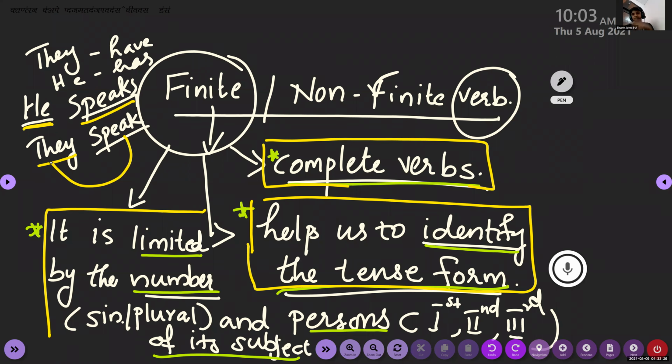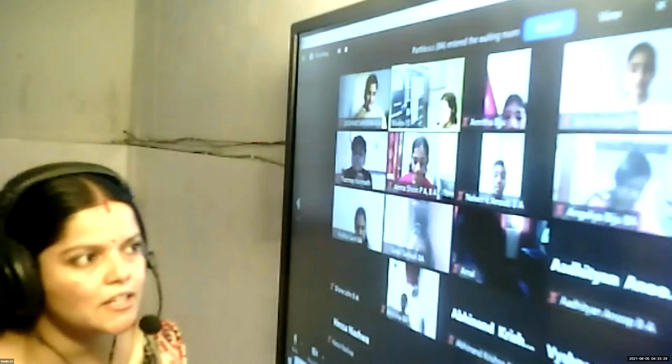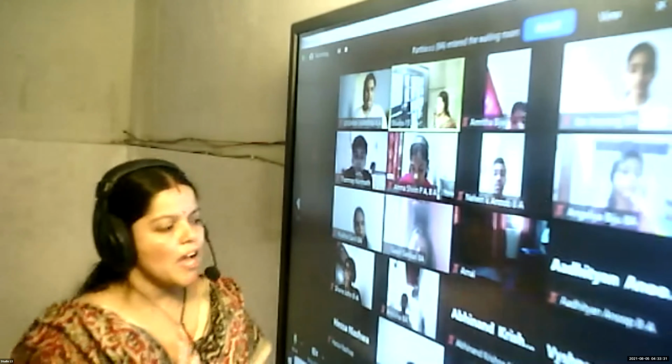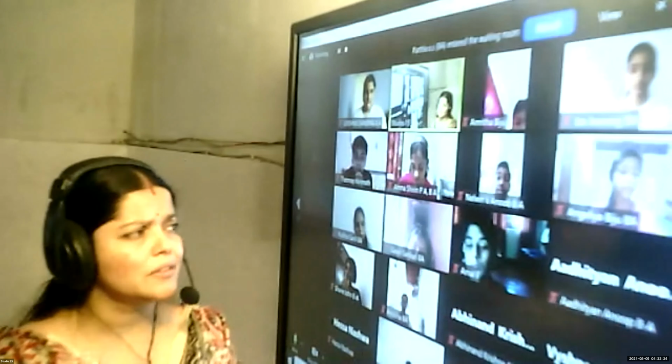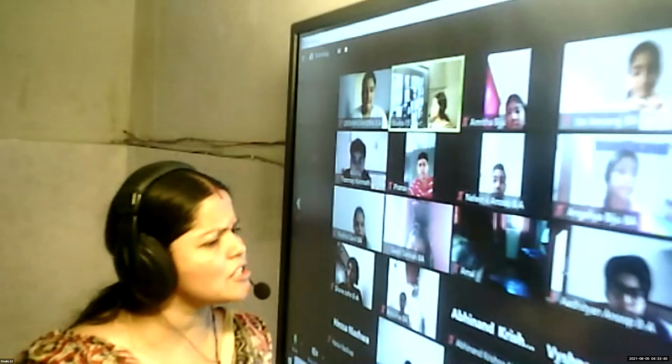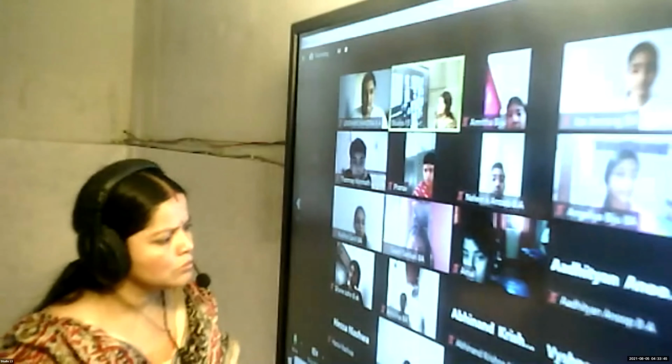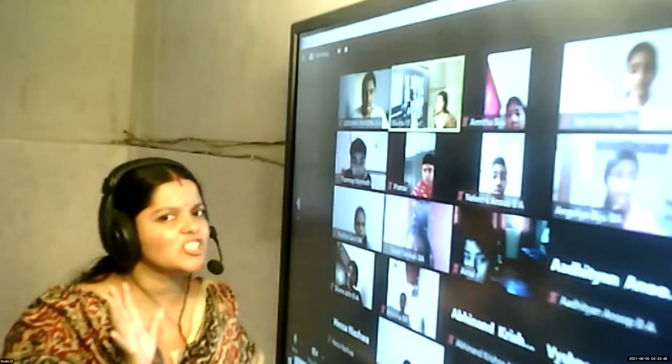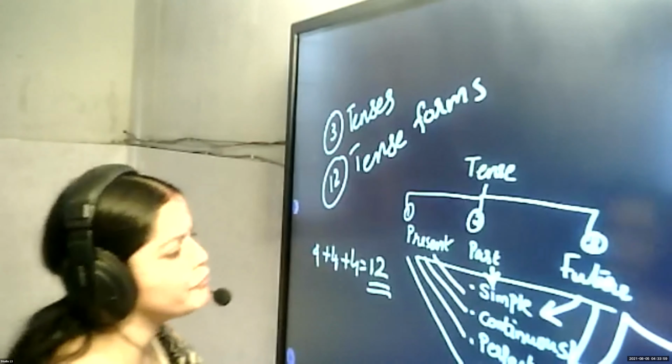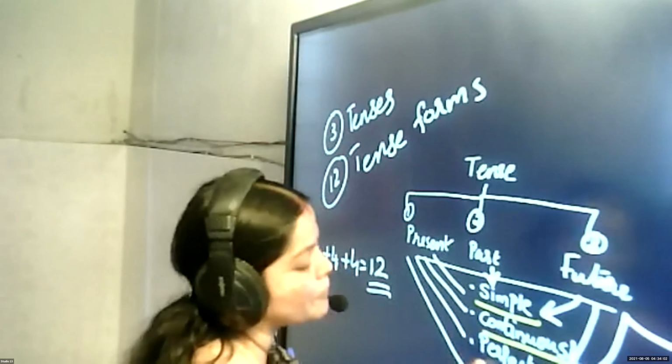Now let us talk about the tenses, because without knowing the tenses, you won't be able to identify the finite verb. As you all know, how many tenses are there, children? There are three tenses. How many tense forms are there? 12 tense forms. What are the forms under each tense? Simple, continuous, perfect, and perfect continuous. We have four forms under each tense.